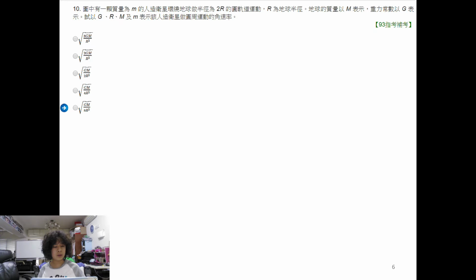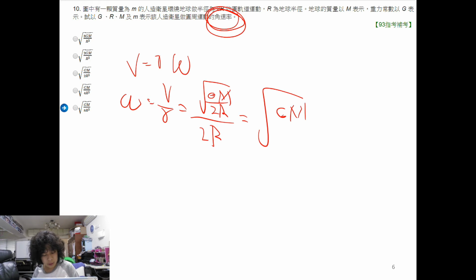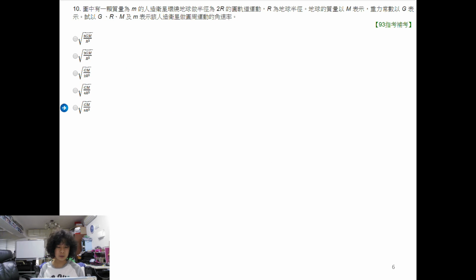Next question was angular velocity, because v equals r omega, so omega equals v divided by r, equals the v that we just calculated, which is the square root of GM divided by 2r, then divided by 2r, which is equal to the square root of GM divided by 8r cubed. Just so you got the answer. Okay.